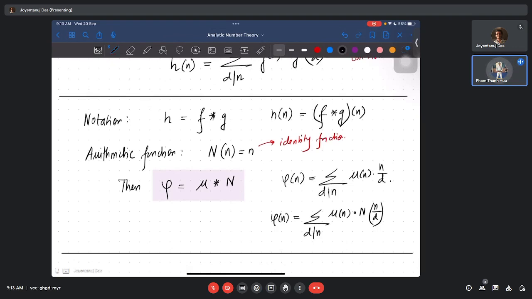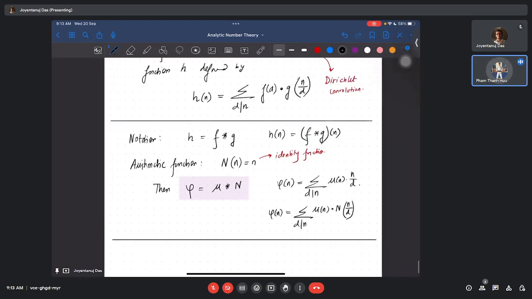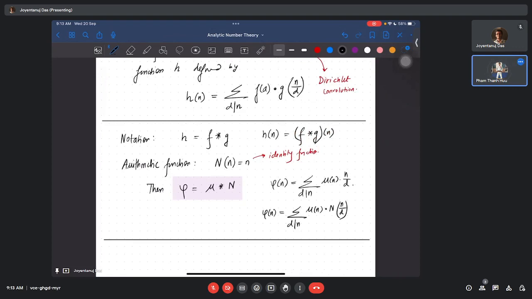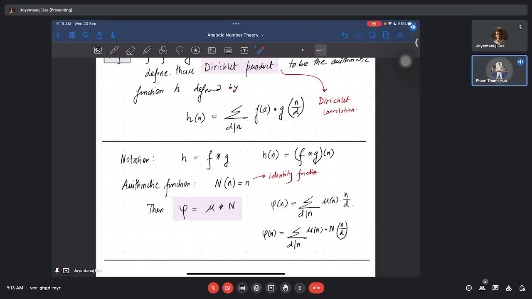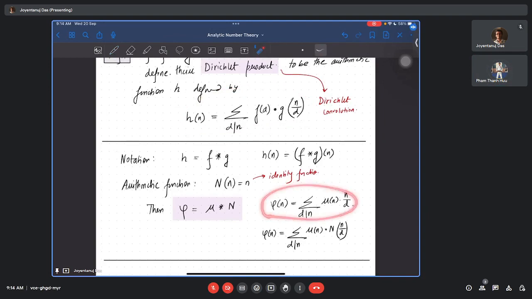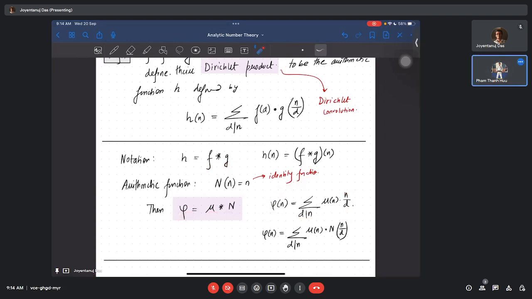We do not need separate notation for the summation. So this definition is clear, right? This is the general definition of the Dirichlet product. This is the previous result we obtained, and in this notation we can write that phi is mu star N.